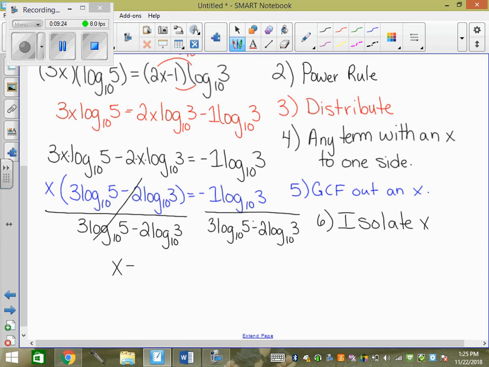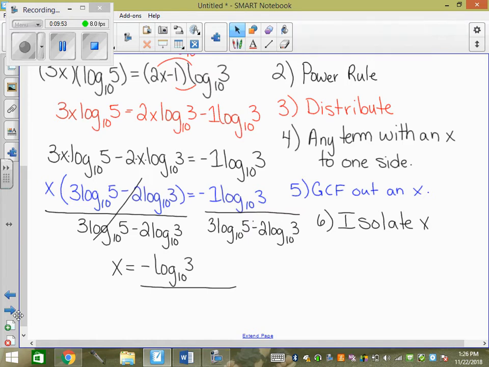So now we have this. On the top, there's nothing I can do. It's just going to stay that, negative log 10, 3. On the bottom, what could I do? They're both base 10 with a subtraction sign in between. So you could use quotient law. But in order to use quotient law to put them together, what do they have to have in front of them? A 1. So I'm going to bring the 3 up here, bring the 2 up here.